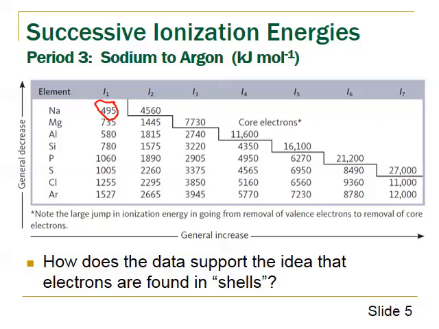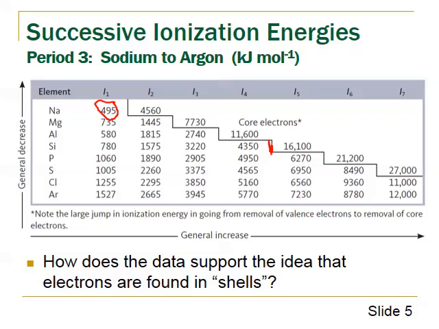Silicon, Si, 780, 1575, 3200, 4300. They're increasing in energy, but then you jump up to 16,000. So for silicon, the big jump occurs after the 4th ionization energy, so silicon has 4 valence electrons. Do you see how that data, those measured successive ionization energies, support the idea that electrons have to be found in energy levels, in shells? All right, so when you've depleted an entire shell, there's a large jump in ionization energy.